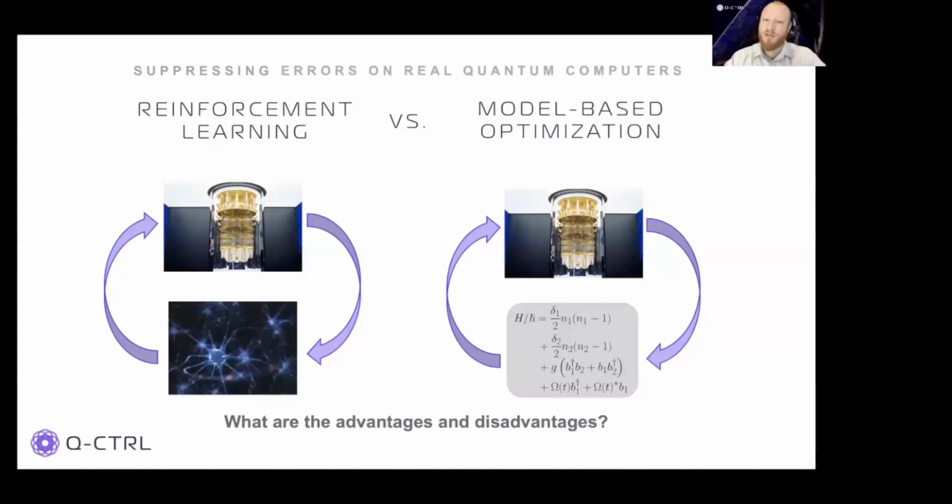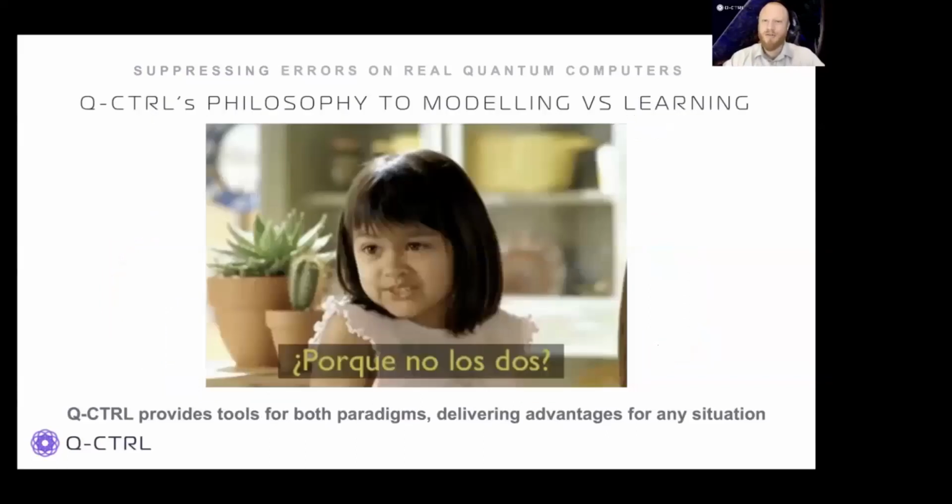So which approach is better? Q-Control's answer is, ¿por qué no los dos? Why not both? Here at Q-Control, we believe in delivering powerful and easy-to-use tools for all applications. Hence, we are creating state-of-the-art reinforcement learning features for our products, along with our already released model-based optimization tools. We are also investigating combining the approaches, where we accelerate the training process of reinforcement learning using partial model information.